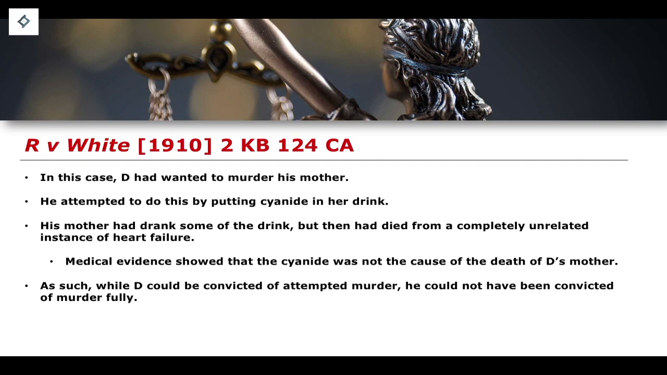he could not have been convicted of the murder fully, because if we were to apply a strict application of the but-for test, we would say, but for the actions of the defendant, would the victim still have died? The answer to that question is yes, because if the defendant hadn't put the cyanide in her drink, the mother would have still died from this completely unrelated instance of heart failure. And so you cannot argue that the defendant was the cause of the death, even if he wanted to be the cause of the death or intended to murder his mother.